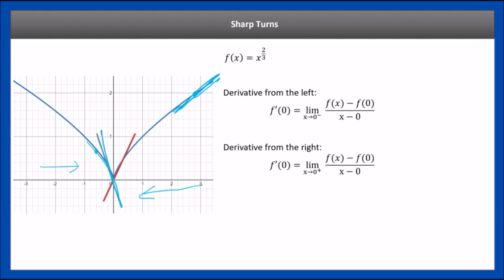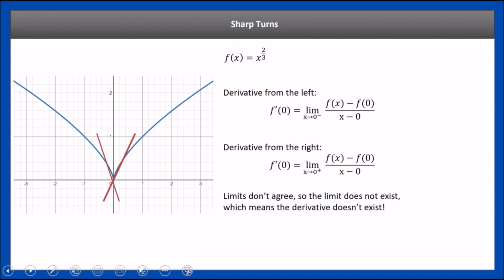But notice that those two slopes, the left and the right, are different because of that sharp turn. So because the limits don't agree, the values are actually different, the derivative actually doesn't exist. So if you have a sharp corner, the derivative is not going to exist there.